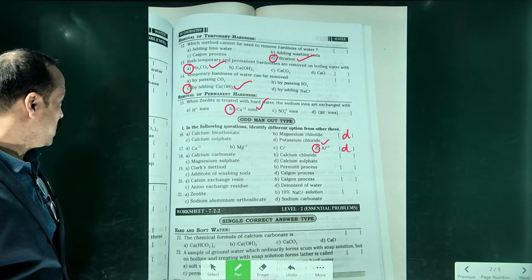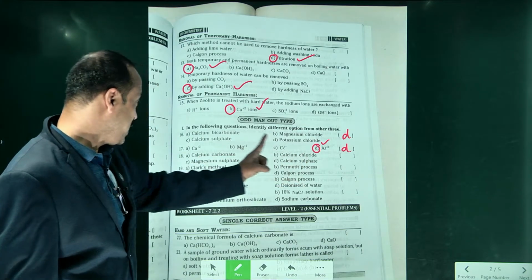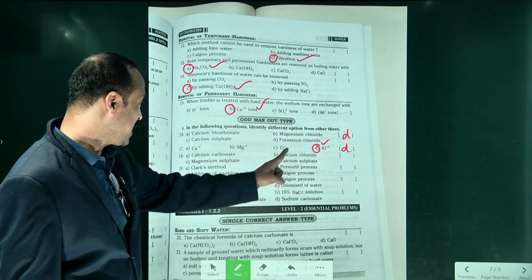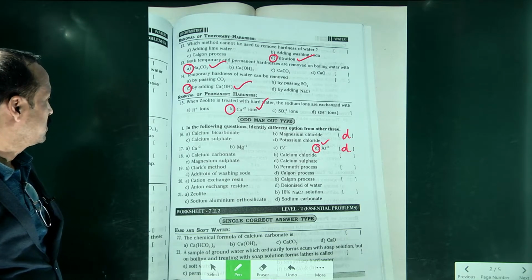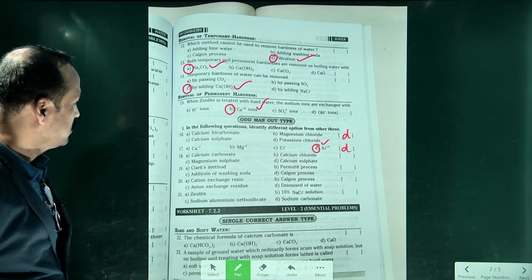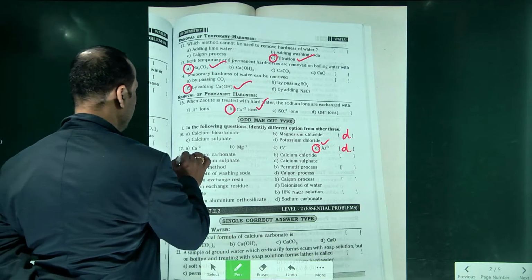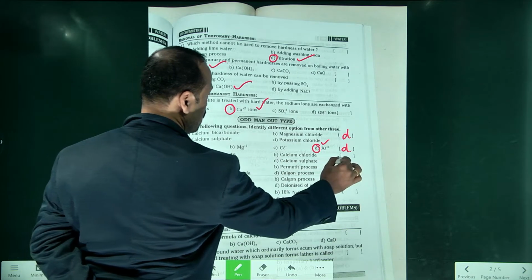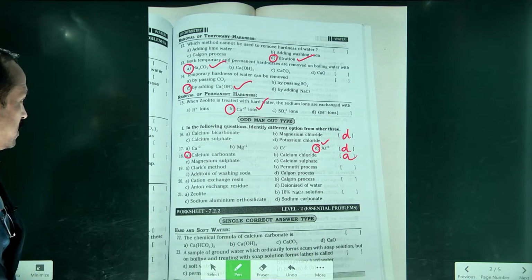Now next, come to the 18th one. Calcium carbonate, calcium chloride, magnesium sulfate and calcium sulfate. Now in this, calcium carbonate. Very good. Calcium carbonate. Remaining all cause the hardness of water. Very good. That is the right answer.